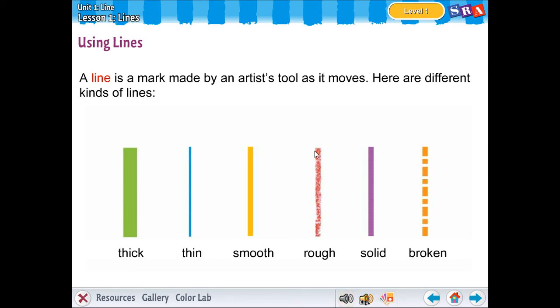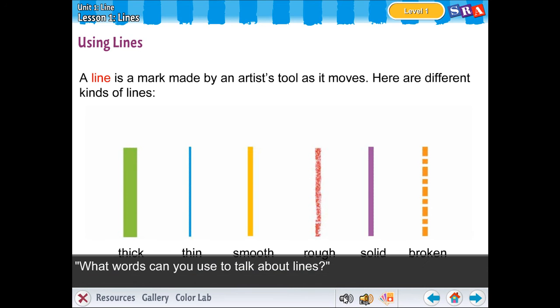Like if you were to take a crayon and draw it over concrete, it would probably make this kind of line because it would be kind of bumpy, rough. Solid, this could also be a solid line. And then this would be broken. So you have thick and thin. You can have smooth and rough. You can also have a solid line or a broken line, also known as a dotted line. What words can you use to talk about lines?